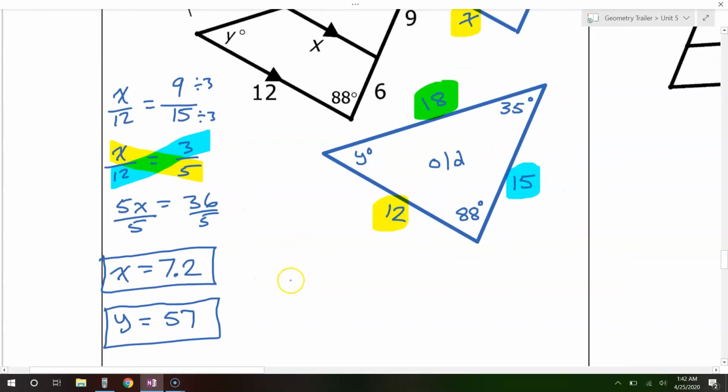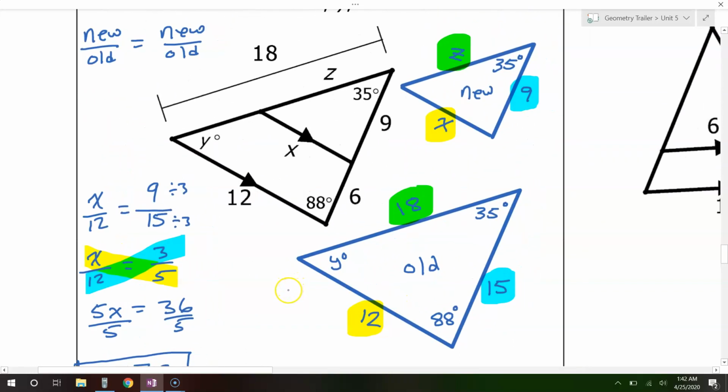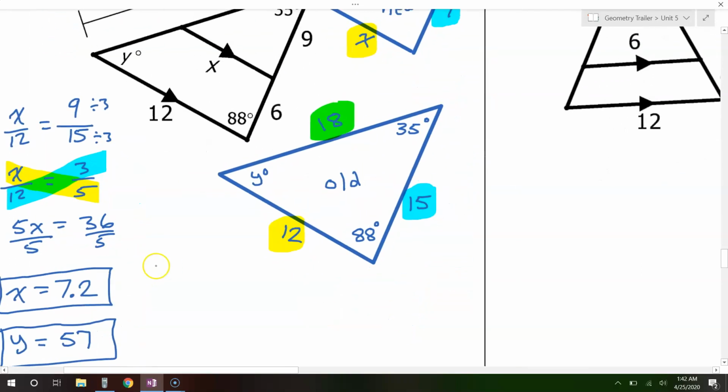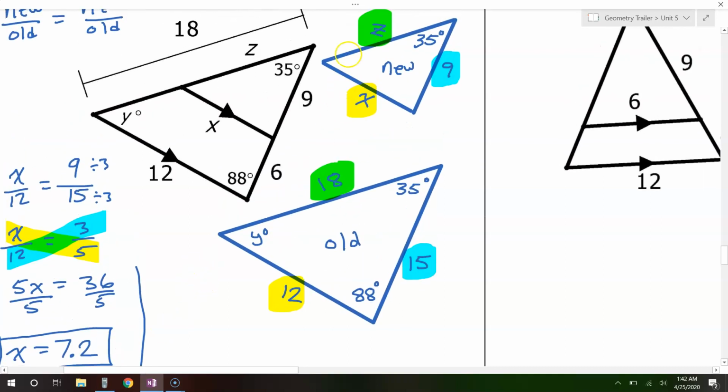Okay, great. That just leaves z. Well, for z, we're going to do the same deal like we did for x over there. So we're going to do new over old. So new over old would be z over 18. So let's go ahead and set that up. So z over 18 equals.